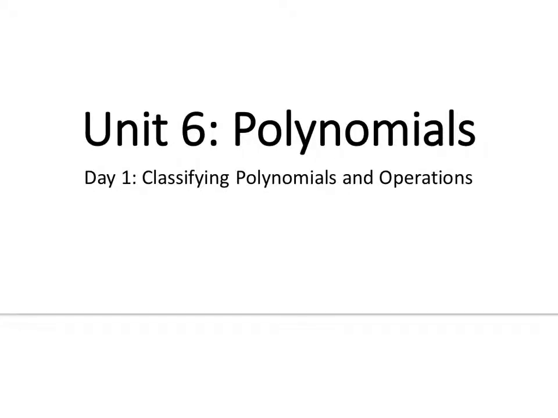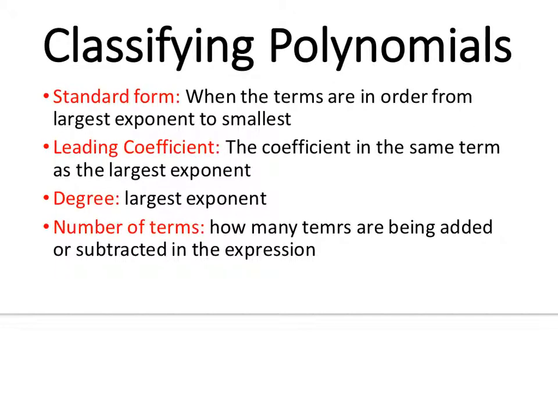Unit 6 is about polynomials. In this first lesson, we are going to be classifying and using operations on polynomials. For classifying polynomials, we're going to look at four things. We need the polynomial to be in standard form. I need to be able to name the leading coefficient and the degree, and also be able to tell what the number of terms are.